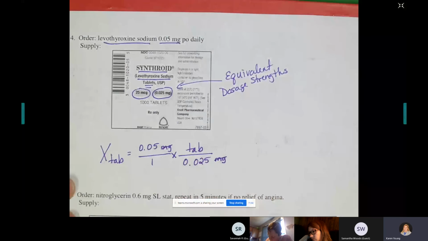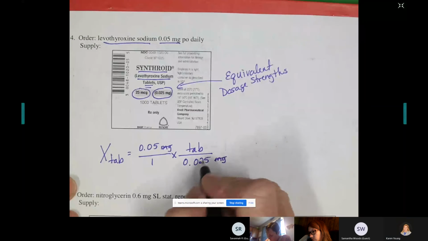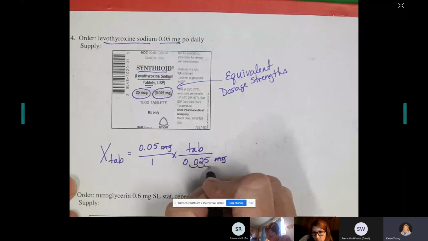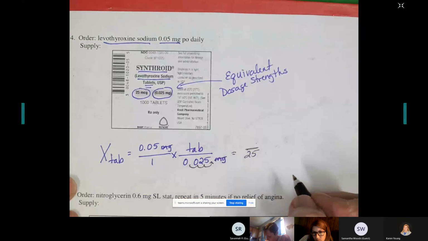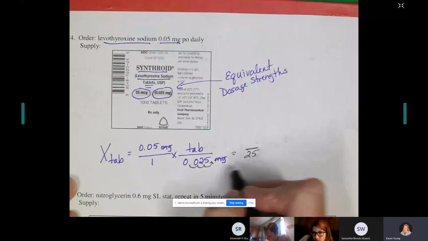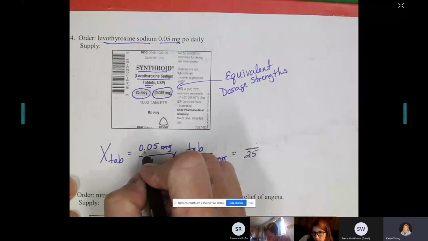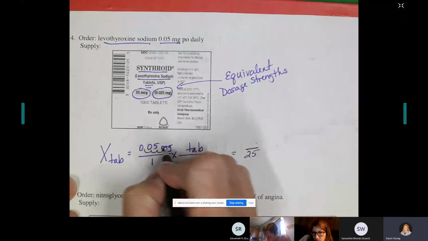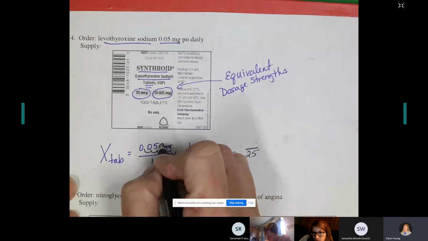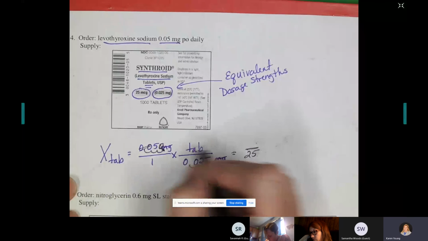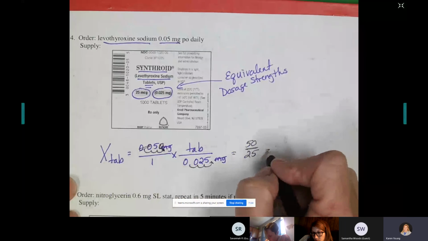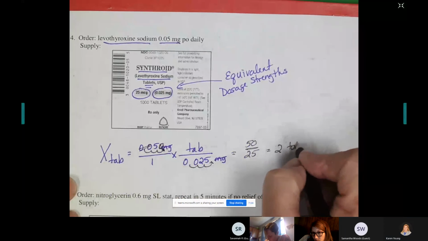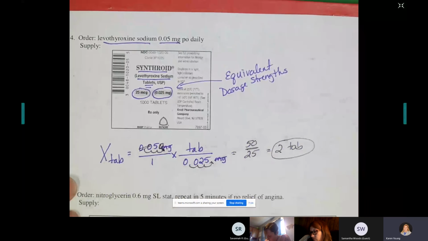Now, if we remember dividing by decimals, I have to have a whole number in the bottom. So I'm going to move my decimal 1, 2, 3 places to the right, and I'm going to come up with 25 as my whole number. If I move it 3 places on the bottom, I'm going to move it 3 places on the top, because whatever I do to the bottom, I have to do to the top, and I'm going to have to add a 0. So I don't need the zeros in front. That's going to give me 50 on top. And then I can say 25 goes into 50 2 times, so therefore I'm going to give 2 tablets.